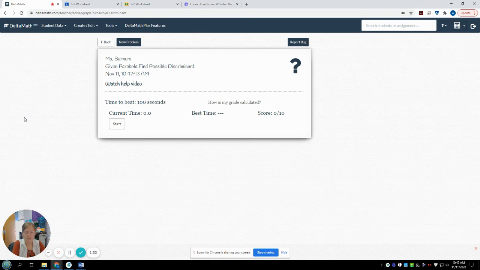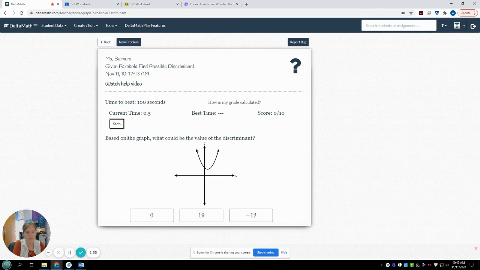Then the second one is going to give you a graph. Based on the graph, what could the value be of the discriminant? Okay, I see that it has no solution, so I'm looking for a negative number. So pick the negative number. Still no solution. I was hoping, there we go.